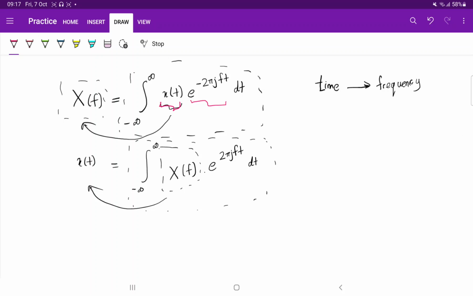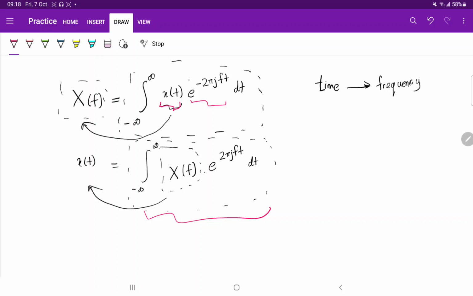Instead of 2 pi f, you can actually use omega, but there will be some problem when you are converting from X(f) to x(t) if you are using omega. That's why we have used 2 pi f. It's not that much of a problem. If you are using omega instead of 2 pi f, when you are finding the inverse Fourier transform, you need to multiply this answer by 1 over 2 pi. That's why we have used 2 pi f.